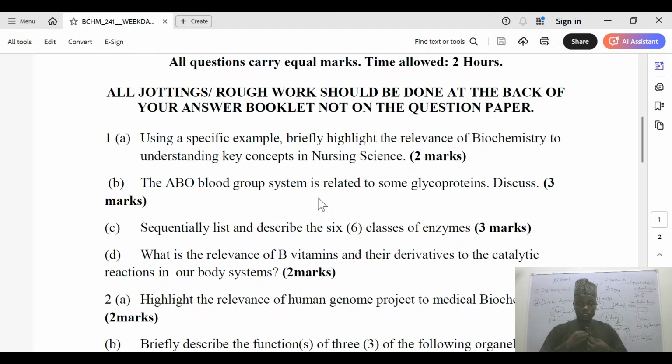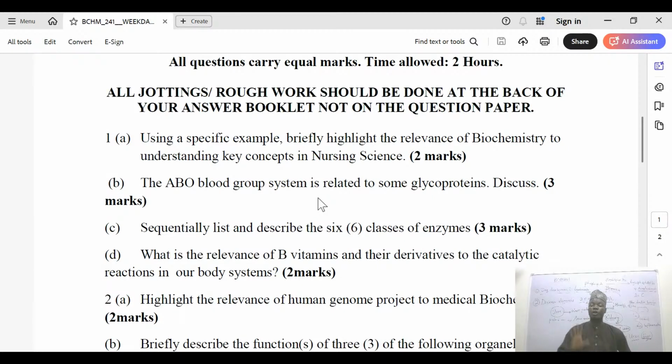So now question 1B. Question 1b says the ABO blood group system is related to some glycoproteins. Discuss. Yes. So, ladies and gentlemen, I want to start with this. The ABO blood group system is one of the genetic inheritance that we can inherit from our parents.